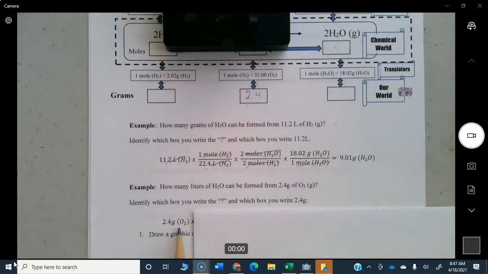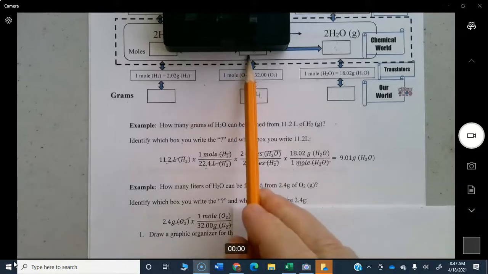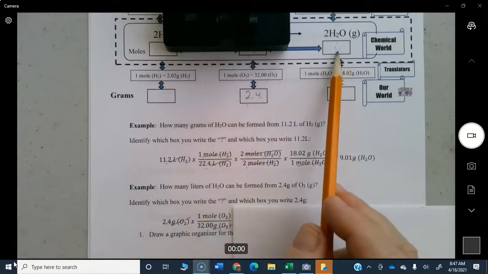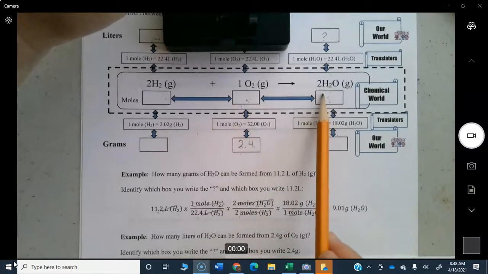You need grams of O2 to cancel out here. So that means it's going to be 1 mole O2 on the top and 32 grams on the bottom. Grams of O2 cancels with grams of O2. Now you need to come across from 1 mole of O2 to 2 moles of H2O. I'll show that to you again. 1 mole of O2 to 2 moles of H2O.